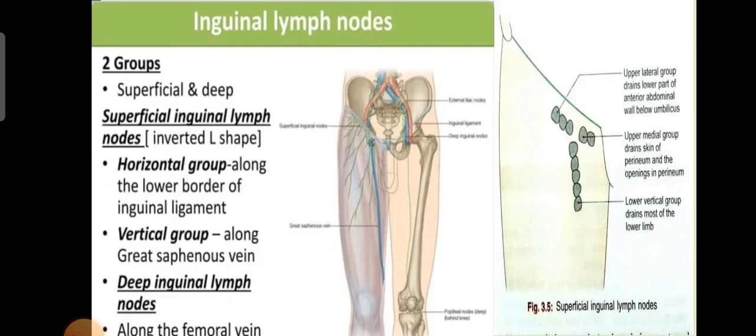So the inguinal lymph nodes which are found in the femoral triangle, these are arranged in two groups, the superficial and the deep group. The superficial inguinal lymph nodes, these are arranged in inverted L-shaped form. The horizontal group lies along the lower border of the inguinal ligament, as we can see in the diagram, and the vertical group, it lies along the great saphenous vein. The deep inguinal lymph nodes, these are lying along the femoral vein and they are found in the femoral canal.